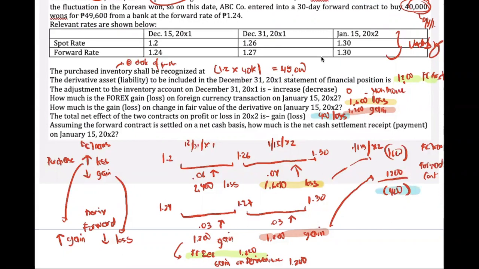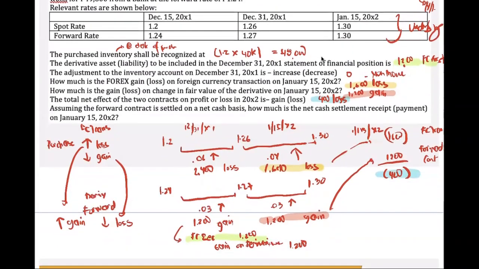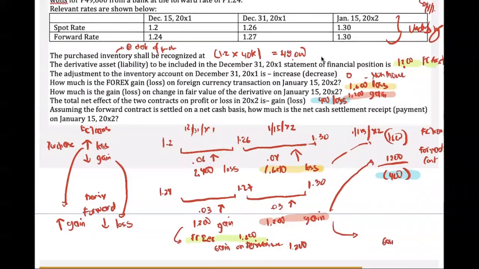And then last, assuming that the forward contract is settled on a net cash basis, how much is the net cash settlement or receipt? Okay. So on our last recording, pag net cash basis, ano uli? I-record natin yung gain, which is 1,200. Tatanggalin natin yung forward contract receivable na 1,200. So how much is the cash? 2,400. So our answer, cash, 2,400.